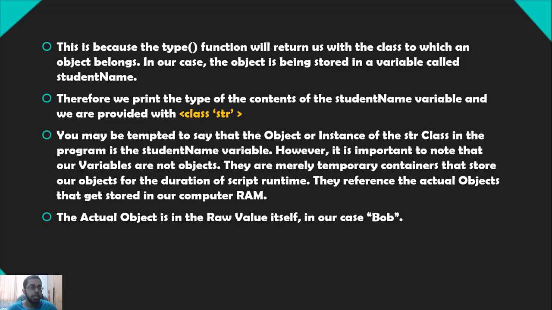You may be tempted to say that the object or instance of the string class in the program is the student name variable. However, it is important to note that our variables are not objects. They are merely temporary containers that store our objects for the duration of script runtime. They reference the actual objects that get stored in our computer RAM. The actual object is in the raw value itself, in our case, Bob.